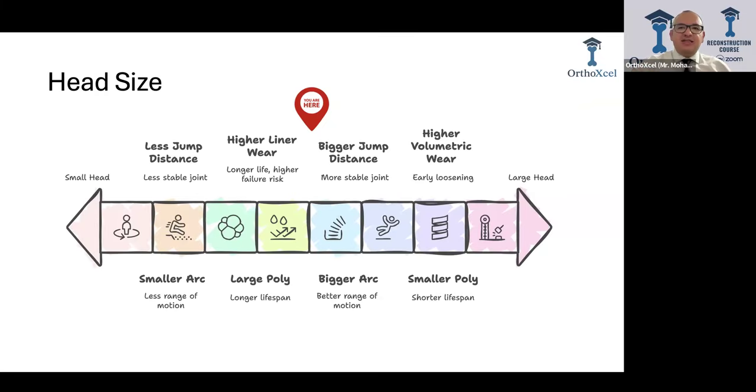If my patient is very active, needs a bigger range of motion, needs more stability in extreme range of motion, but can understand that this makes the longevity of the implant less and the risk of edge loading high and the risk of wear and loosening high, go for a large head.